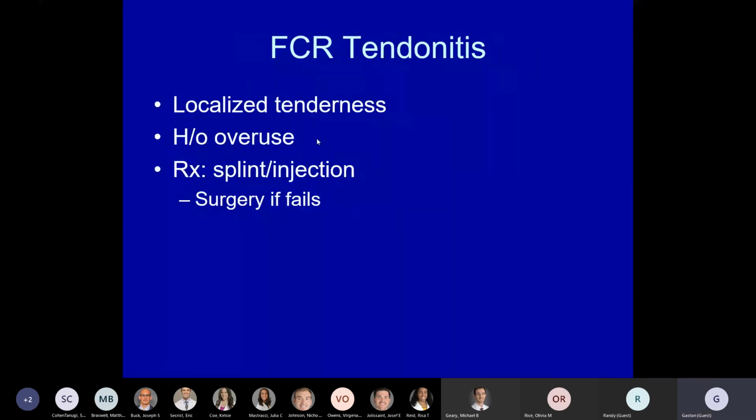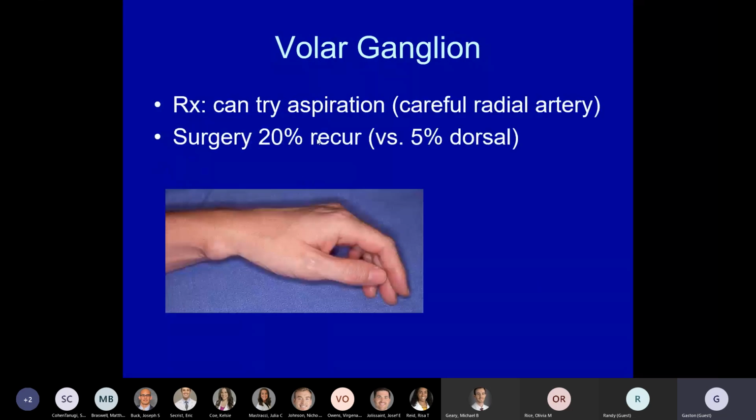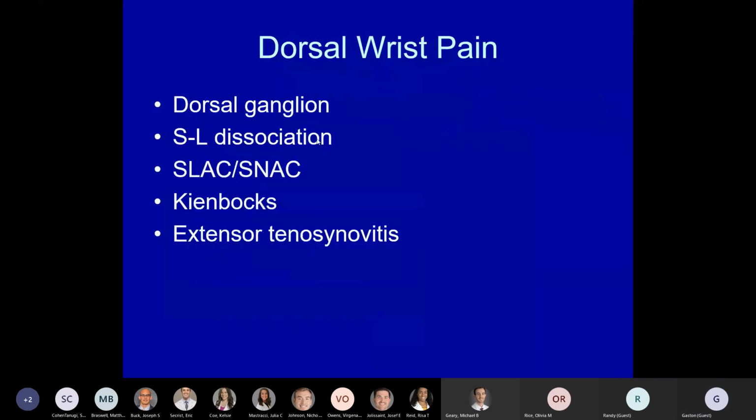FCR tendonitis, splint it, and if that fails, inject it. Volar ganglions, you can try aspiration, but be very careful of the radial artery. That would be the structure at risk. Recurrence rates 20% versus between 5 and 10% for dorsal ganglions.